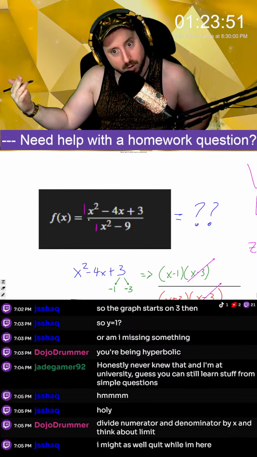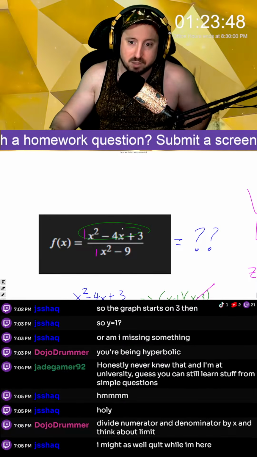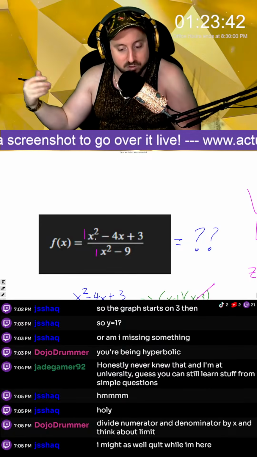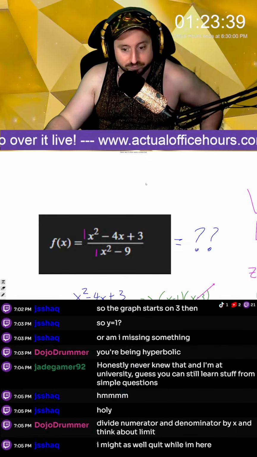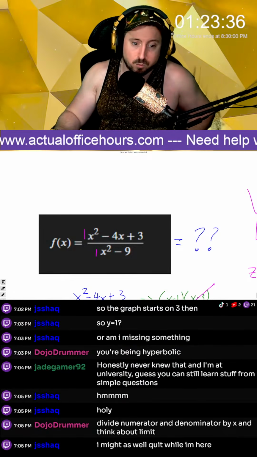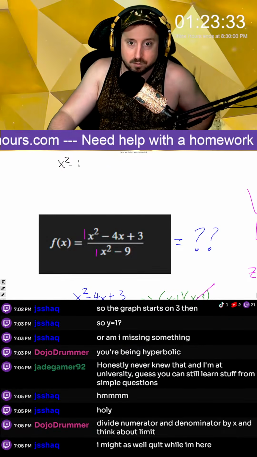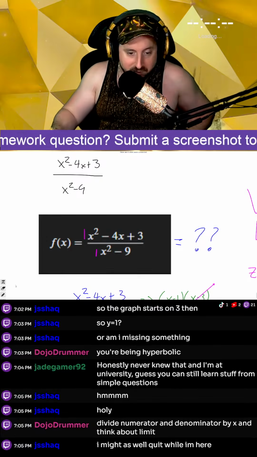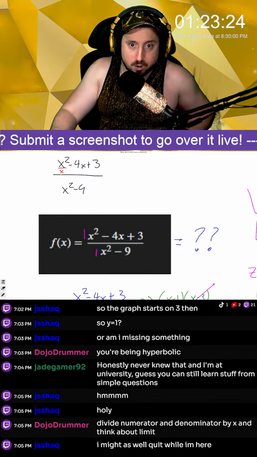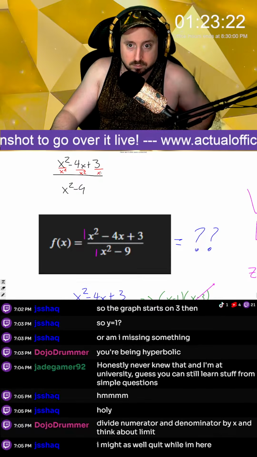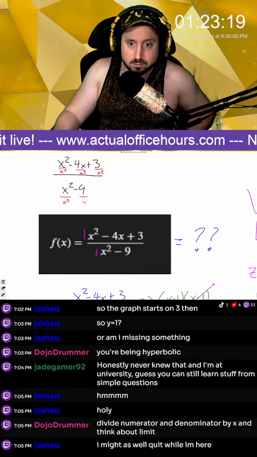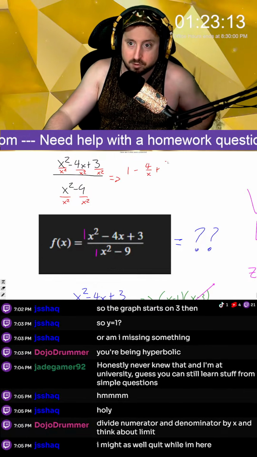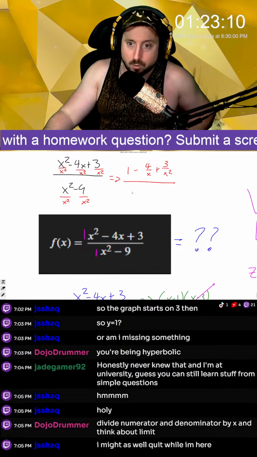But where it comes from, Dojo is exactly correct, is you divide the top and the bottom by the highest, like I say, effective power of x, and then you take the limit as x approaches infinity or negative infinity. So, for instance, in this one, x squared minus 4x plus 3 over x squared minus 9, the highest power of x is x squared. So you just do everything over x squared.